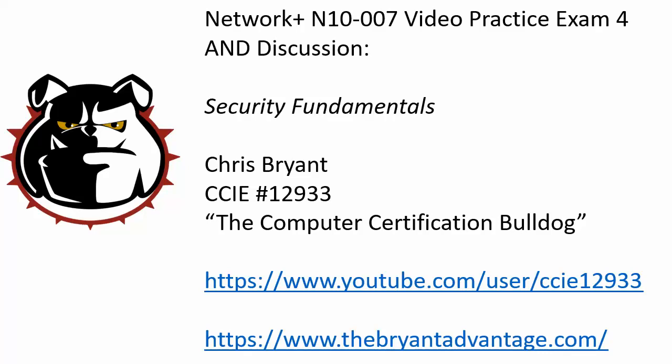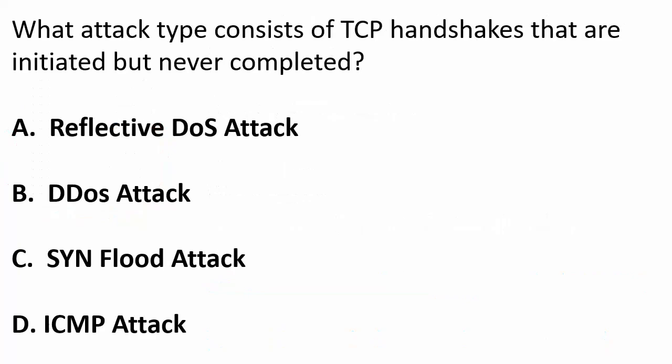Now let's go ahead and get right to that question, then I'll show you the percentages for each answer that I got when I put this out on Facebook and Twitter and LinkedIn. What attack type consists of TCP handshakes that are initiated but never completed? Is that A, a reflective DOS attack, B, a DDoS attack, C, a Syn Flood attack, or D, ICMP attack?